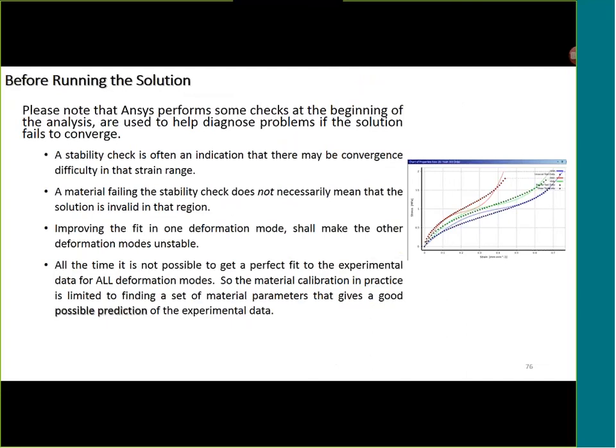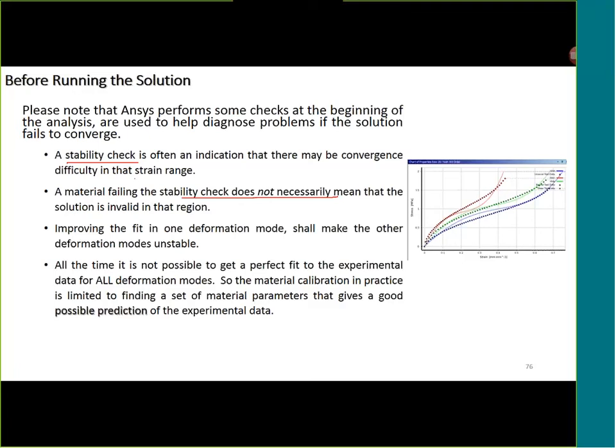So before running the solution, it is highly recommended to pay attention to your output file, look at the stability check, and look at up to what strain range or stress range your material model is stable. Don't try to apply a force or displacement which will take your material beyond the stable strain range. And also it is important that Ansys giving you a stability warning does not necessarily mean a failure. Okay, there is a high chance that you can't converge the problem due to this limit. Go and revisit your material model.